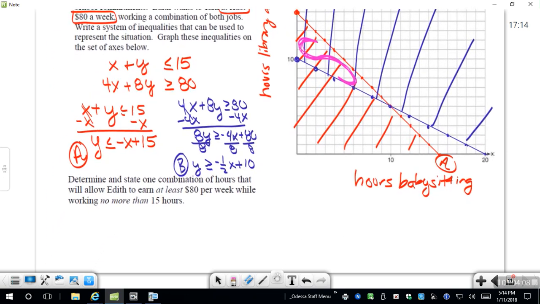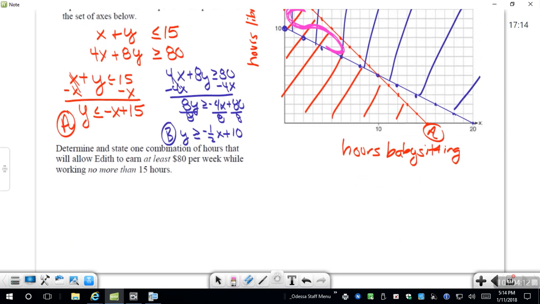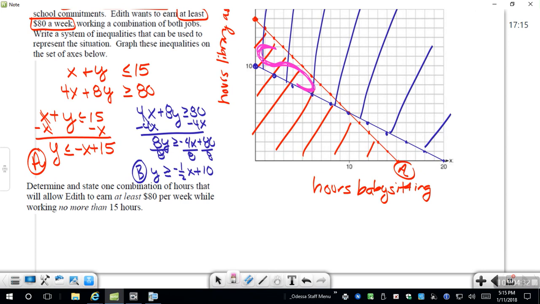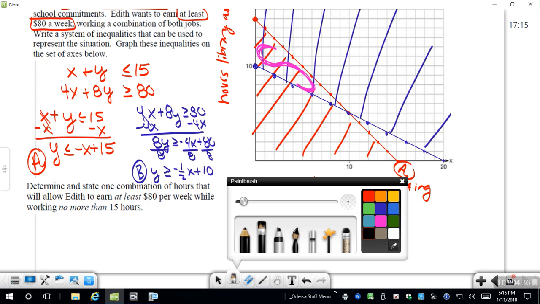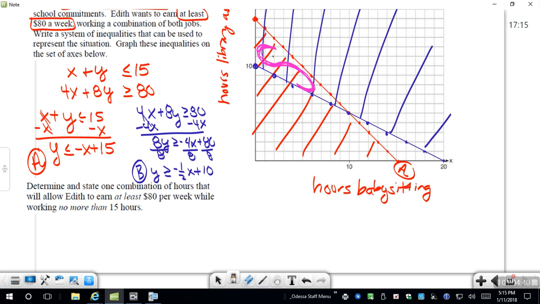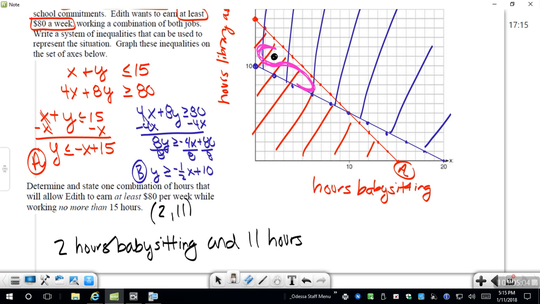Now as for the regions, they do like to ask you guys another question, which we do have one here. It says determine and state one combination of hours that will allow Edith to earn at least $80 per week while working no more than 15 hours. So guys, really we're just picking a point that meets both constraints, or we're picking a point that falls in the solution set. So all we have to do is go up to our graph and pick a point that falls in that double shaded region. And I'm sure you guys remember me saying this. Please pick a point that is not close to the boundaries. So I'm thinking maybe this guy right here, kind of in the middle, which looks like it's the point 2, 11, which is 2 hours babysitting and 11 hours at the library.